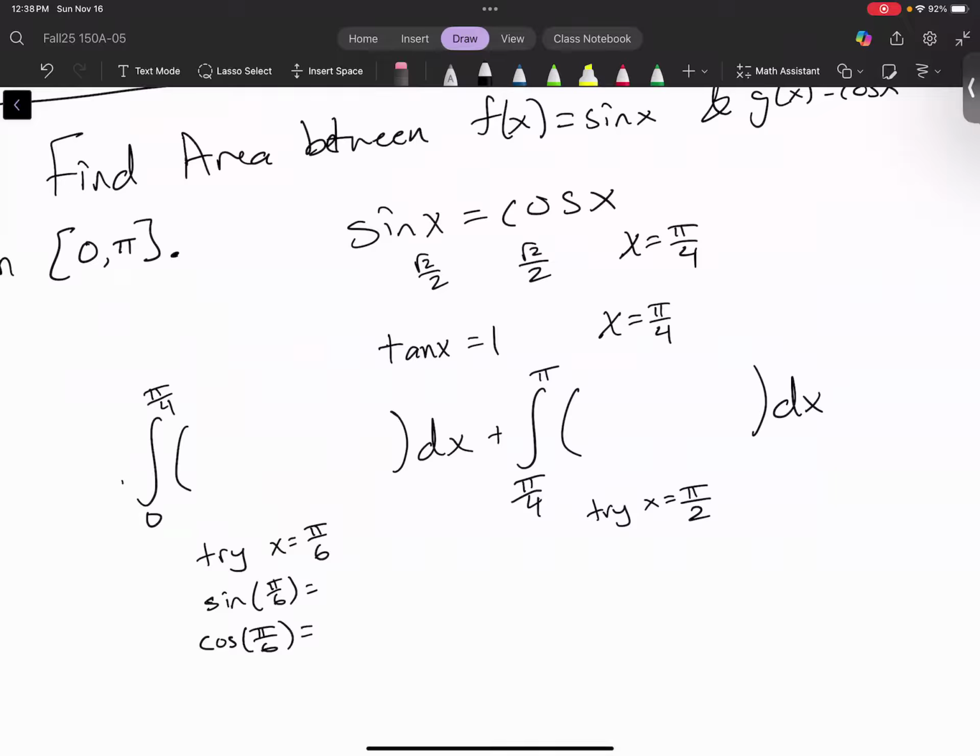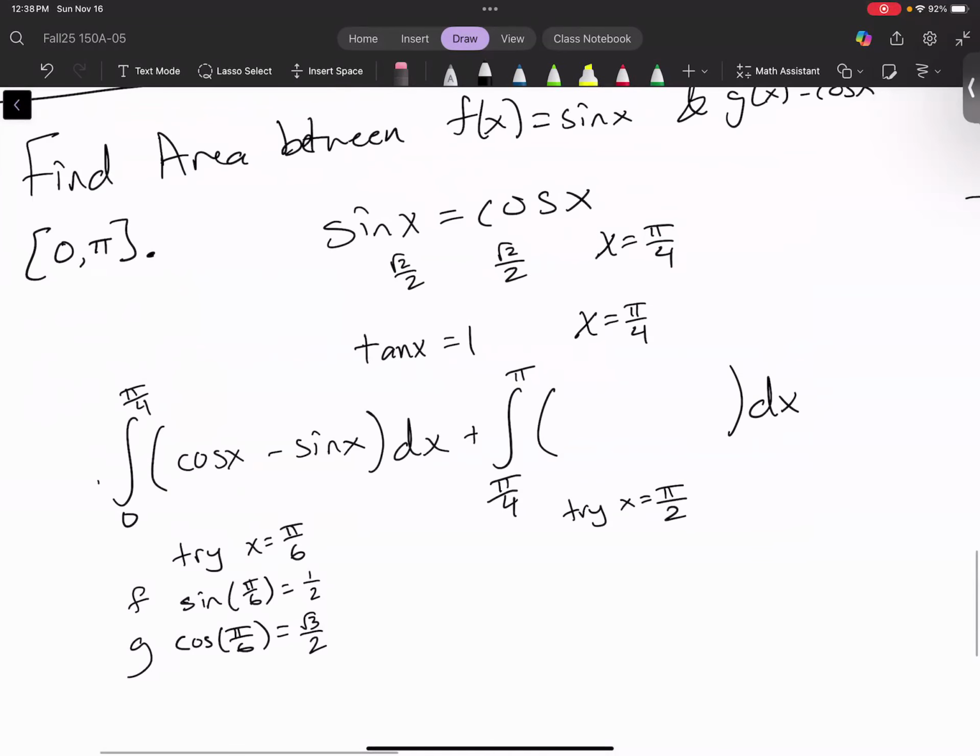What is that? Okay, sine of pi over 6 is a half. Cosine is root 3 over 2. So notice there the cosine function is bigger. So this is f, this is g. So we're going to do g minus f, the bigger function minus the smaller function, top minus bottom. So I'm going to have cosine x minus sine x.